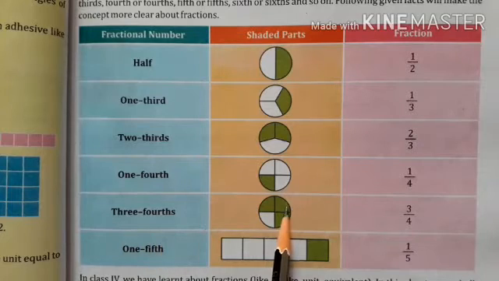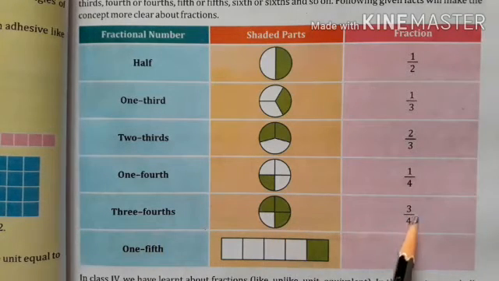Three fourths. Total parts are 4 and three parts are shaded, right? So the fraction will be 3 by 4. One fifth. There are five parts, right? And one part is shaded. So the fraction will be 1 by 5.